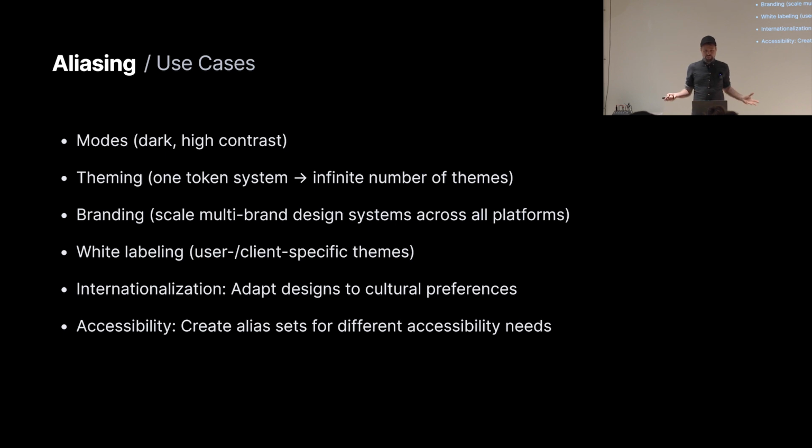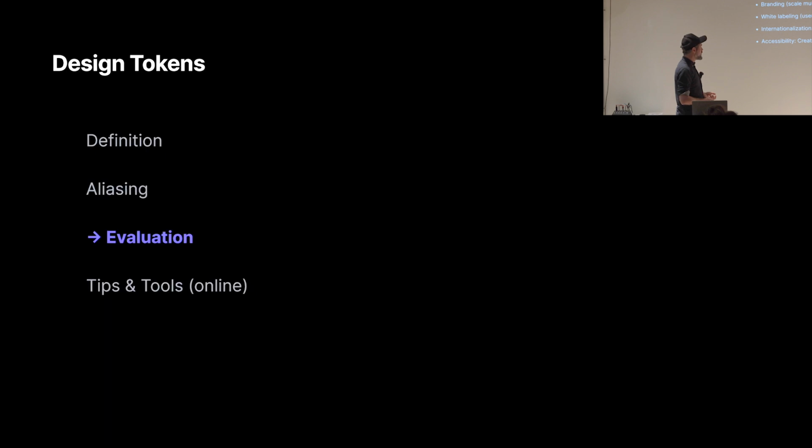All right, so aliasing use cases. So modes, as I already mentioned, so you can create a dark mode, but also a high contrast mode, for example. It's great for theming. One base, an infinite number of themes. It's great if you work at a company or on projects for a company with multiple brands. It's great for white labeling. So if you have a solution where clients can craft their own themes, but also for internationalization, when you want to adapt your design to cultural preferences, for example, you just have another token set for a different target audience. But also for accessibility. You could create an alias set for a different accessibility need, for example. That's also another use case of aliasing.